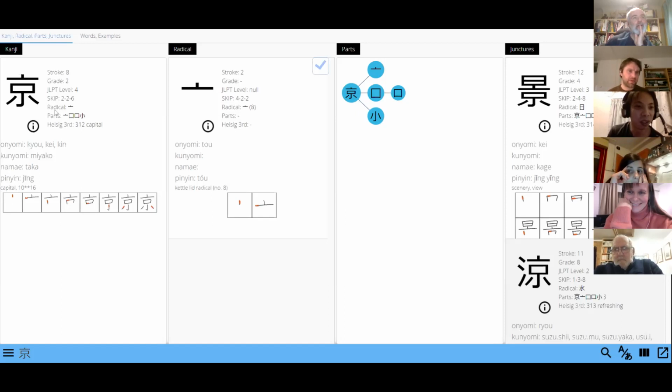So there's something about the radicals. It tells you the radical is this. It looks like this. And we call it the radical of head. The head controls the body, just like the capital city controls the country. So that's why it has the head radical. So that's how you can use the EDICT.